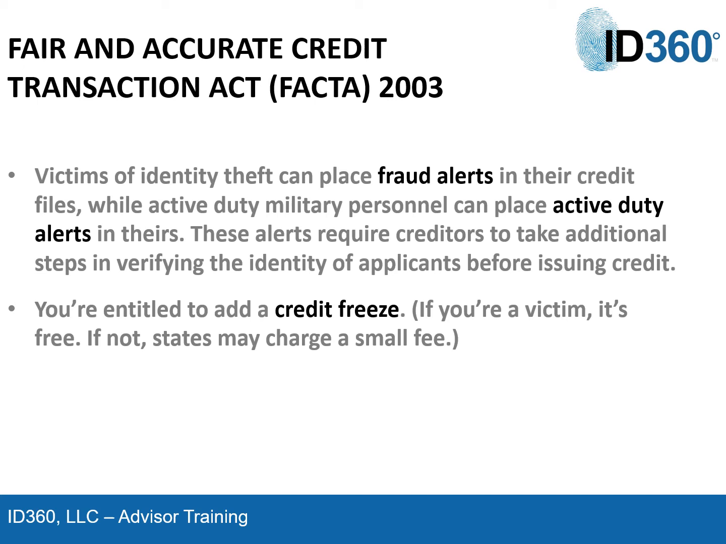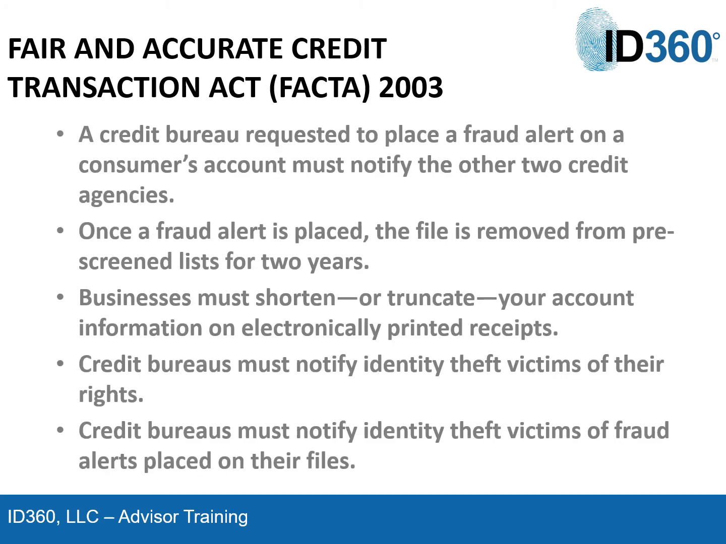Victims of identity theft can place fraud alerts in their credit files, while active duty military personnel, while deployed, can place active duty alerts in theirs. These alerts require creditors to take additional steps in verifying the identity of applicants before issuing credit. You're also entitled to add a credit freeze to your file. If you're a victim of identity theft, it's free. If not, states may charge a small fee. Fraud alerts and credit freezes will be covered in more detail further in this presentation.